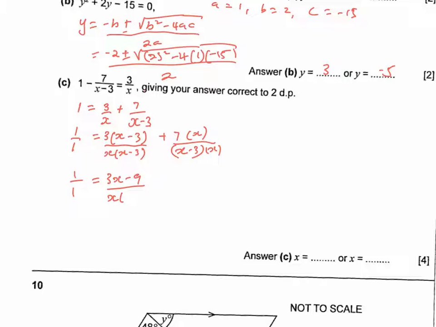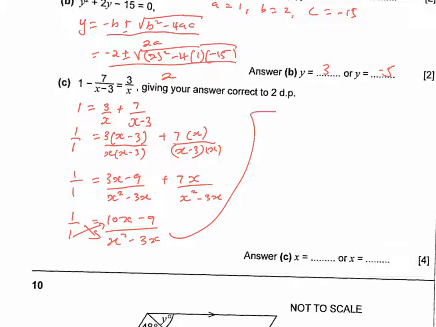Okay, I'll just expand there also. So I have x squared minus 3x. This one, if I multiply, I'll have 7x also over x squared minus 3x. Now I have the same denominators, I just add the tops. So I have 1 over 1 equals 3x plus 7x, that gives me 10x minus 9 over x squared minus 3x.